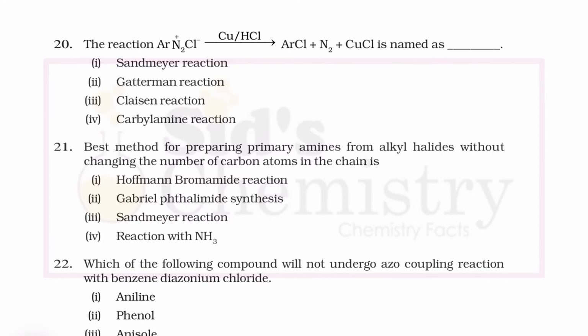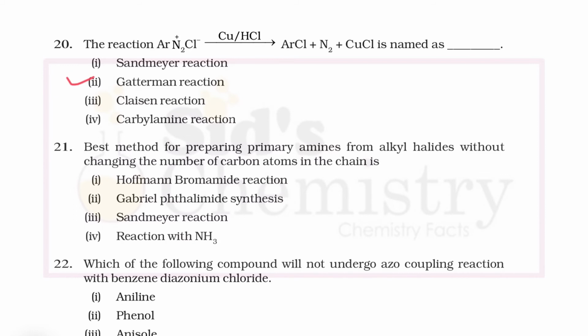The reaction of ArN2+ Cl- with Cu/HCl gives ArCl plus N2 plus CuCl is named as number 1 Sandmeyer reaction, number 2 Gattermann reaction, number 3 Claisen reaction, number 4 carbylamine reaction. The correct answer for this question is Gattermann reaction. Coming to question number 21.